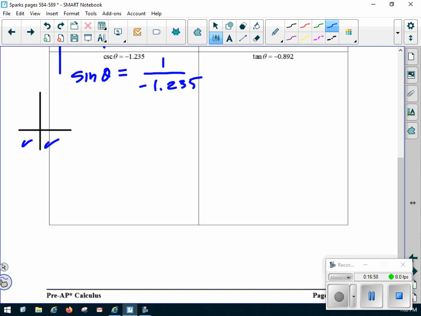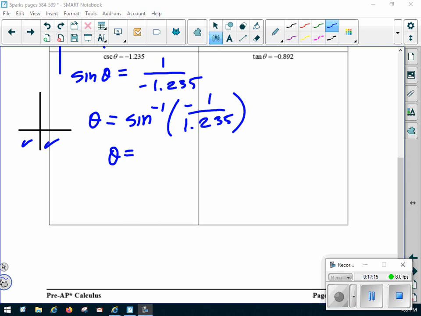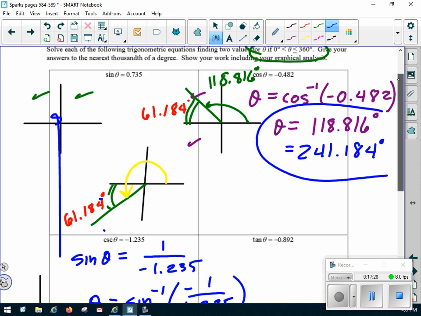Now, what are you going to type into your calculator? Theta equals sine inverse. Now listen, you're going to write this step down. I want to see what you typed into your calculator. What are you getting? Negative 54.068. Now, we got to talk about that number. Is that in the interval?